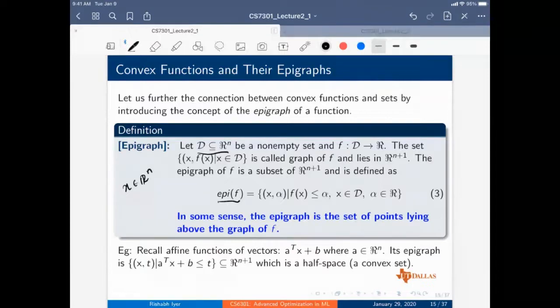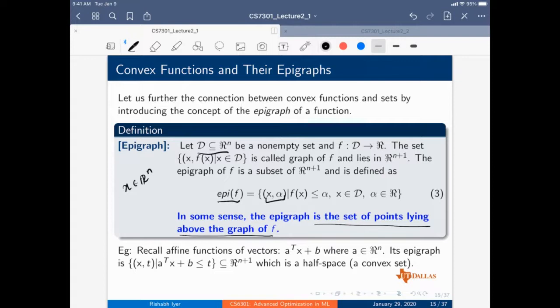The epigraph is a set that actually lies in R raised to n plus 1. The reason is because it is x and a scalar quantity alpha, right? So it's basically pairs of x and alpha, in n plus 1 dimensions, such that f of x is less than or equal to alpha, for x in D and alpha in R. So all x and alpha that satisfy this property is the epigraph, right?